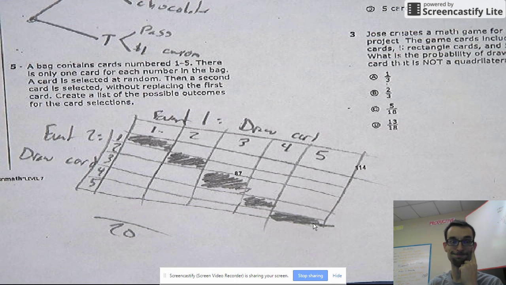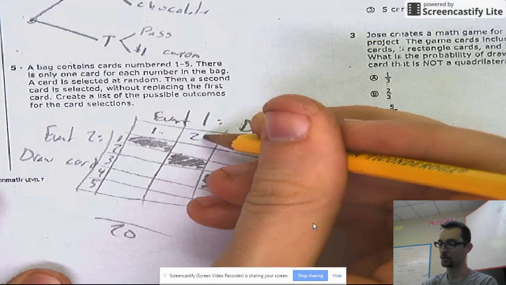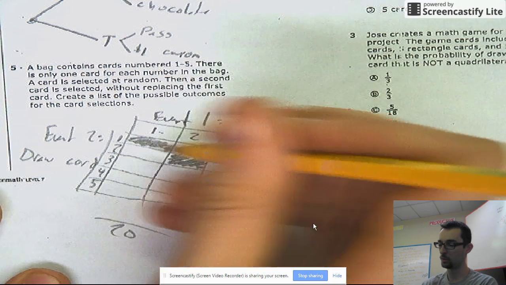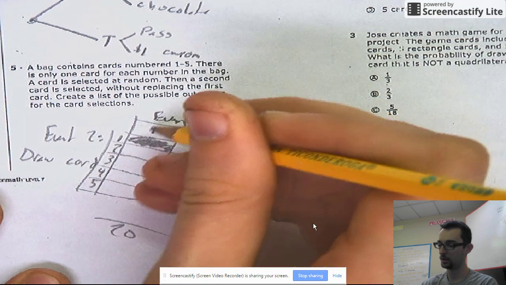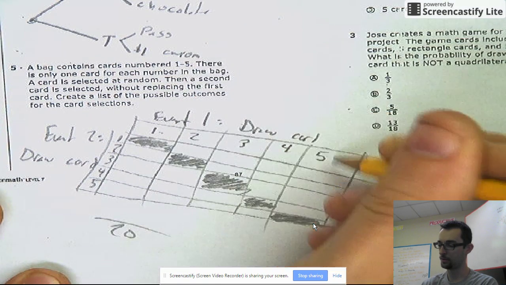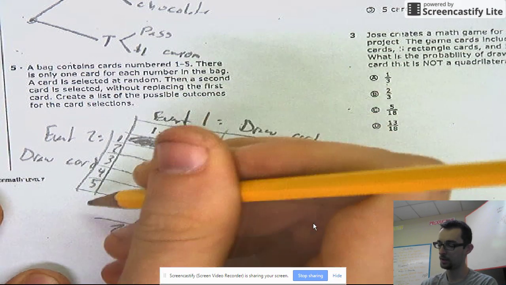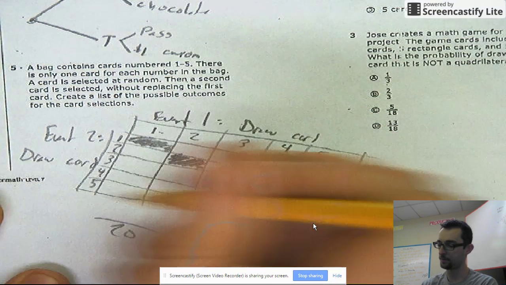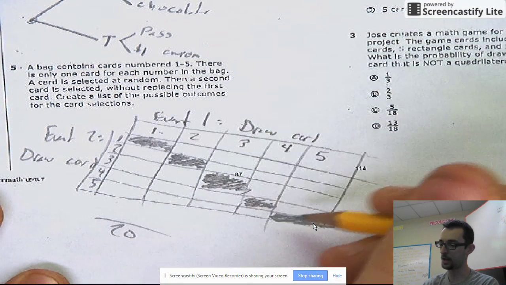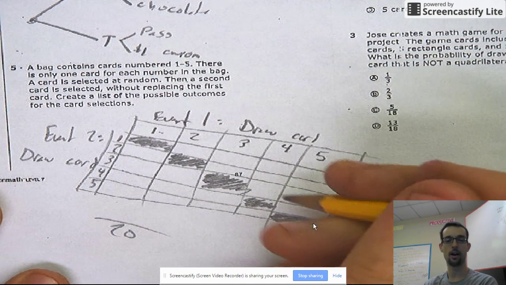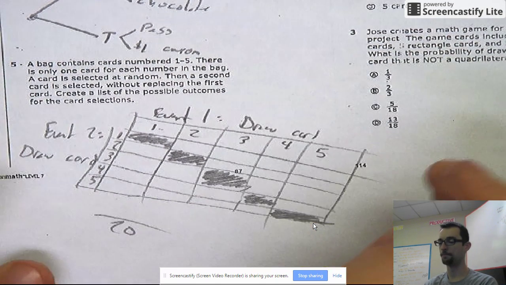outcomes. And my list of them, if I want to write them down, would be 2,1; 3,1; 4,1; 5,1; 1,2; 3,2; 4,2; 5,2; 1,3; 2,3; 4,3; 5,3; 1,4; 2,4; 3,4; 5,4; 1,5; 2,5; 3,5; and 4,5. Whew. All right. So you can write all those down.